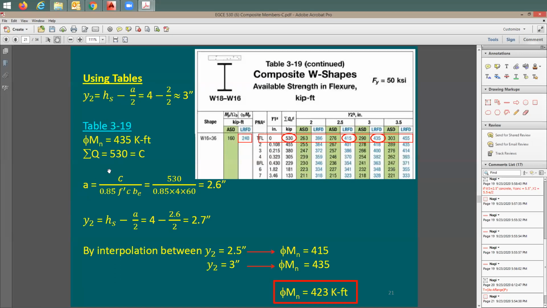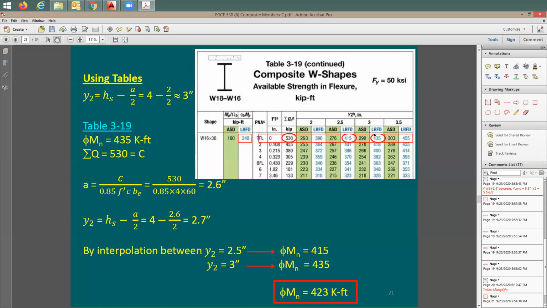The compression force is 530 kips because it equals the tension force out of this equation here. Divide this by 0.85, divide by the strength, divide by 60 inches, which is the width of the concrete. Now I end up with a equals 2.6. I assumed that a is going to be equal to 2 inches. It turned out to be 2.6 inches. I can revise my Y2 analysis. Y2 is going to be equal to the same 4 inches, subtracting 1.3, which is 2.7.